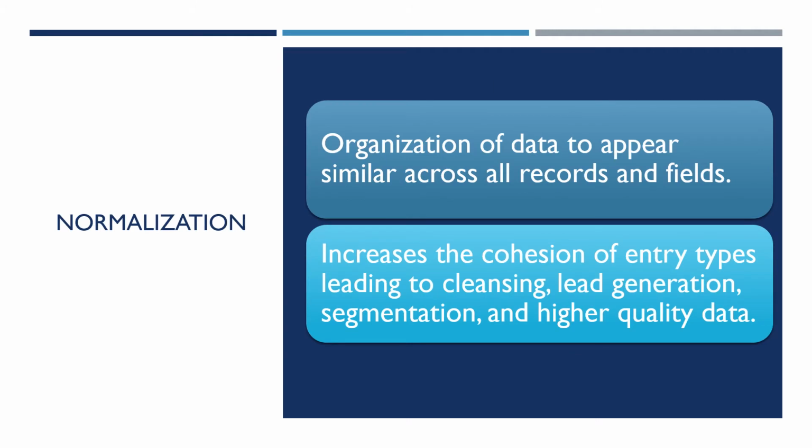When researching this topic, several definitions for data normalization arose, but the one which I found to most clearly define it is from Watts 2020. This two-part definition states that 1. Data normalization is the organization of data to appear similar across all records and fields, and 2. That it increases the cohesion of entry types, leading to cleansing, lead generation, segmentation, and higher quality data.